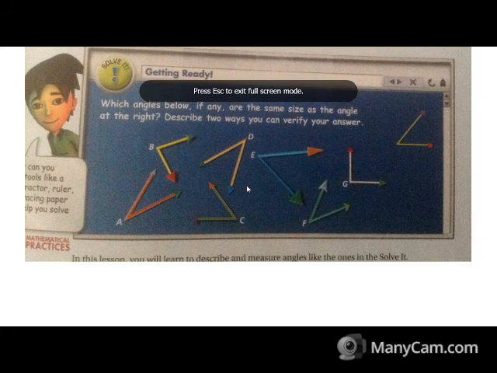We are in section 1.4, measuring angles. So let's look at the solve it. Which angles below, if any, are the same size as the angle at the right? Describe 2 ways you can verify your answer.